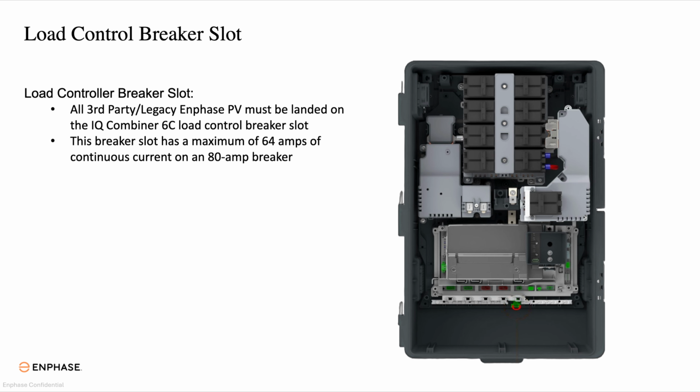All third-party and legacy Enphase PV systems must be connected to the IQ Combiner 6C load control breaker slot. This breaker slot supports a maximum of 64 amps of continuous current using an 80 amp breaker. Never connect third-party or legacy Enphase PV systems to the PV bus bar.